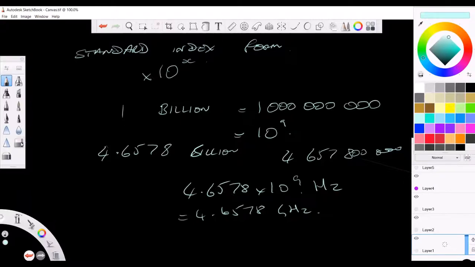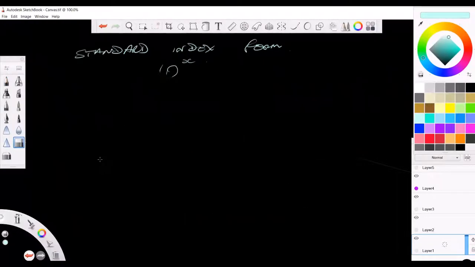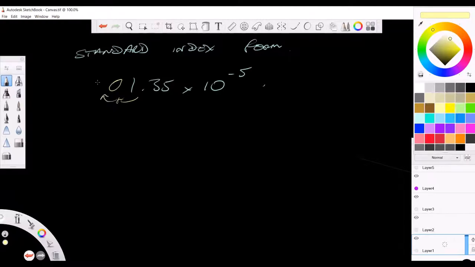Is everyone happy with standard index form in that direction? What about if I had 1.35 times 10 to the power minus 5? Now, that still shifts the decimal place, but it shifts it the other way. Now what it's going to do, if I change the color, is shift the decimal place to here. So that'd be naught, that's one shift. But then it's going to shift it twice, three times, four times. So I've got 1, 2, 3, 4, 5 times. So the decimal place is going to be here.